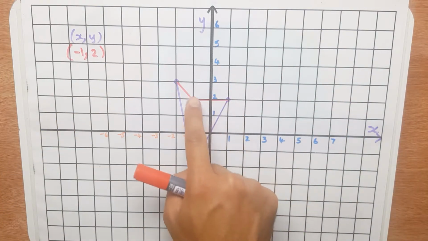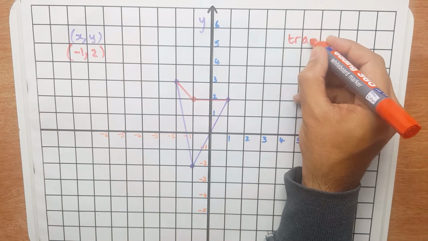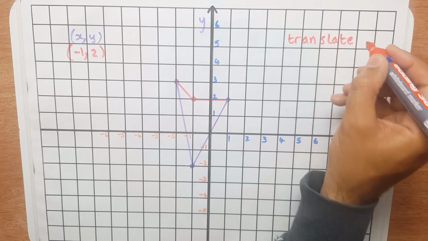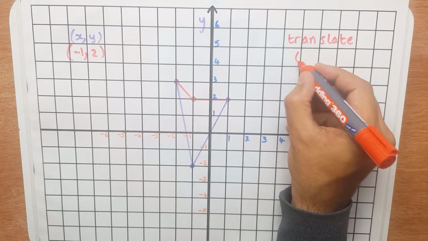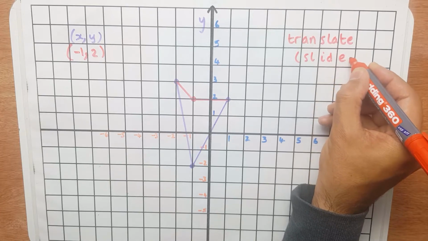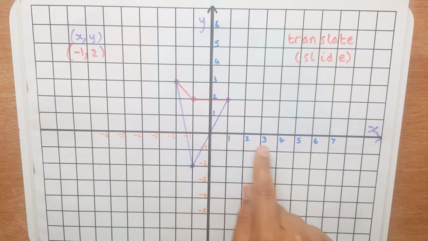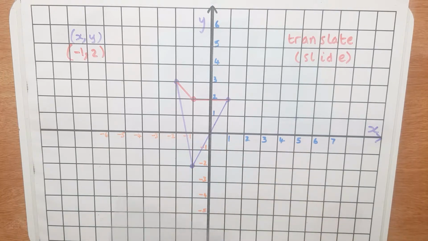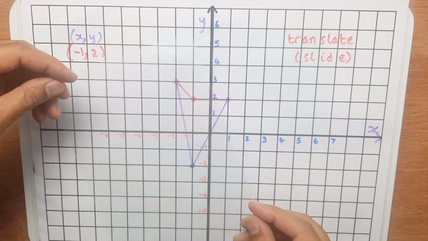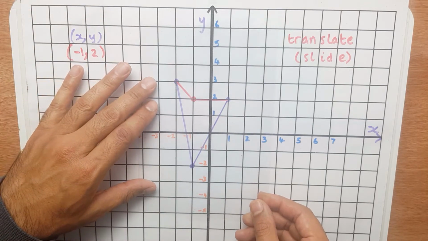Now we're asked to translate this quadrilateral. So let me use the word translate. That simply means to slide the shape. So we've been asked to translate this shape 4 squares to the right. So what I'm going to use is this clear plastic sheet as a bit of tracing paper to show you one way of doing it.